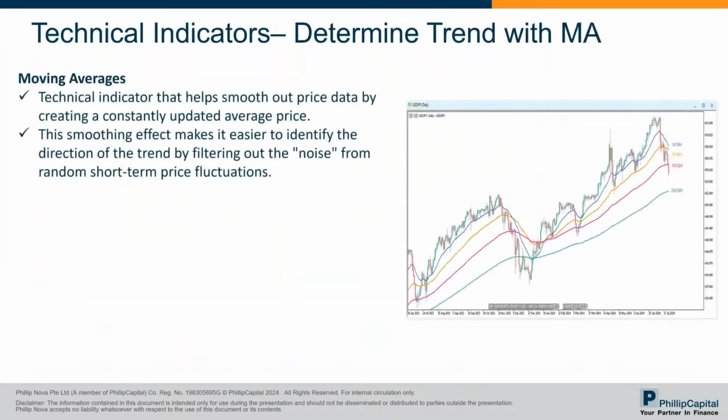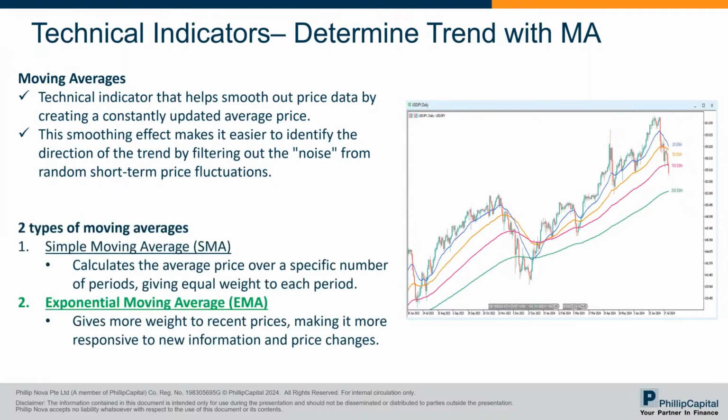Like I mentioned earlier, a moving average is an indicator that helps you smooth out the price movement by creating a constantly updated average price. This smoothing effect makes it easier for you to identify the direction of a trend by filtering out some of the noise from random short-term fluctuations.